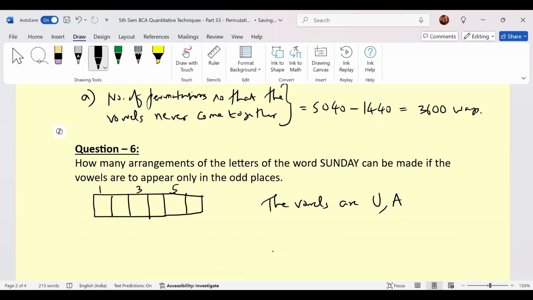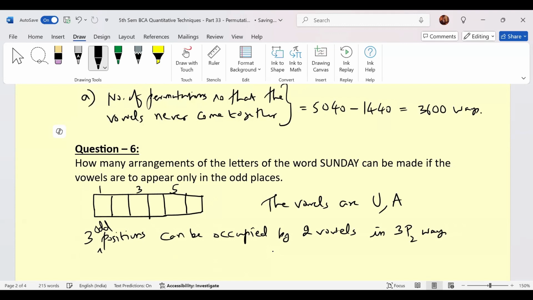So 3 positions are to be occupied by 2 vowels. 3 odd positions can be occupied by 2 vowels in 3P2 ways. That is 3 factorial divided by 3 minus 2, the factorial. 3 factorial is 6, this is 1. So you get 6 ways.